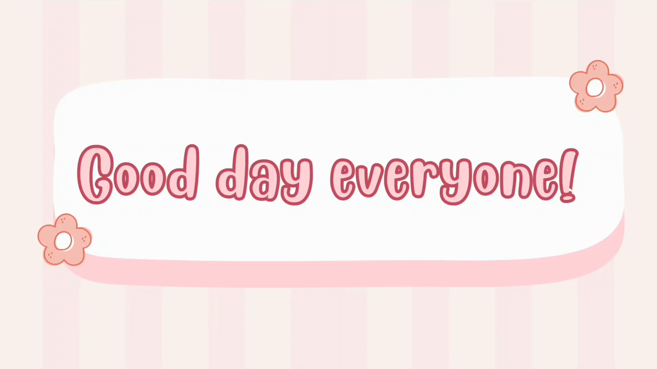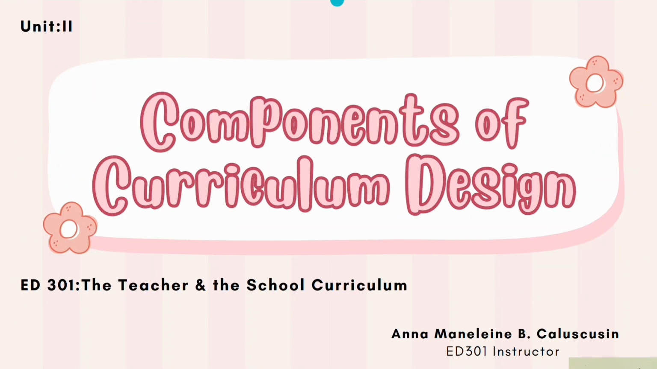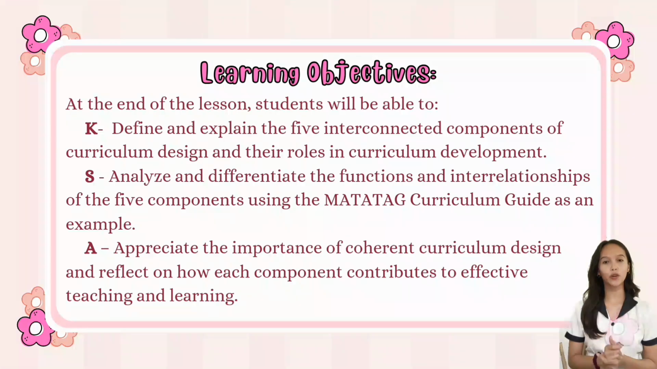Good day, everyone. Before I begin with my topic, which is about the components of curriculum design, let me first share with you our learning objectives for today. So at the end of the lesson, students should be able to define and explain the 5 interconnected components of curriculum design and their roles in curriculum development, analyze and differentiate the function and interrelationship of the 5 components using the Matatag Curriculum Guide as an example, and appreciate the importance of coherent curriculum design and reflect on how each component contributes to effective teaching and learning.